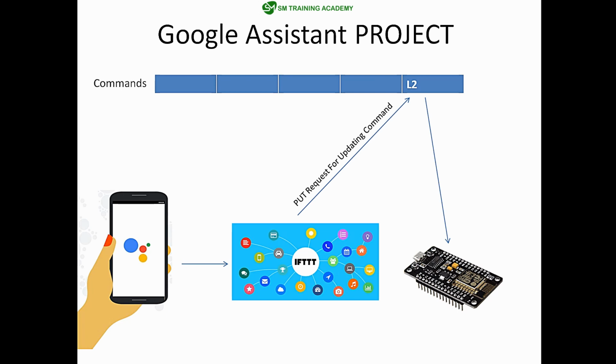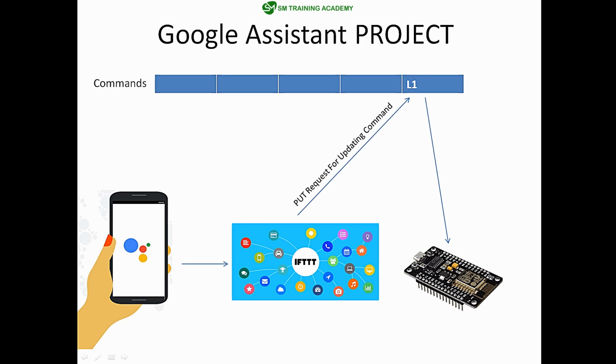Whenever I say turn on the light to the Google Assistant in my phone through my voice command, I will be configuring IFTTT for sending a PUT request for updating the command L1 in this TalkBack queue for a particular command ID. Once updated, you can see this receiver NodeMCU is continuously reading the same command ID for the command string. If it receives L1, we will be turning on the LED as per the program. So the LED which is connected to D0 of the NodeMCU, that is the blue LED, will be turned on.